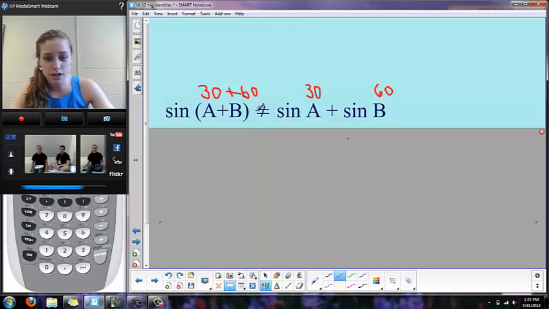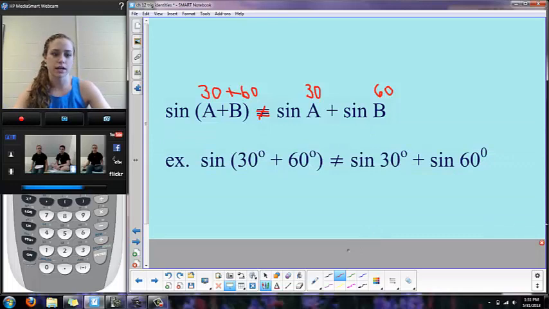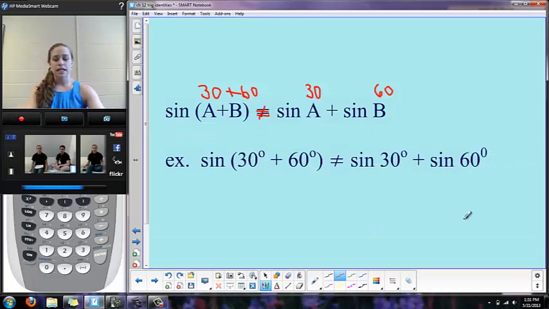But unfortunately, that's not true. It's not how it works. They are actually not equal. Let me show you a quick example. Sine of 30 degrees plus the sine of 60 degrees. Now, we can get these values out of our magic table really quickly.